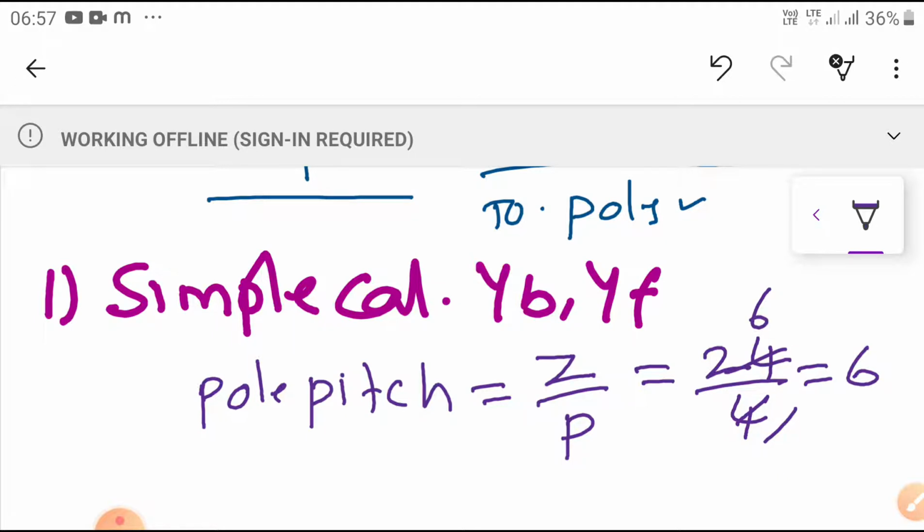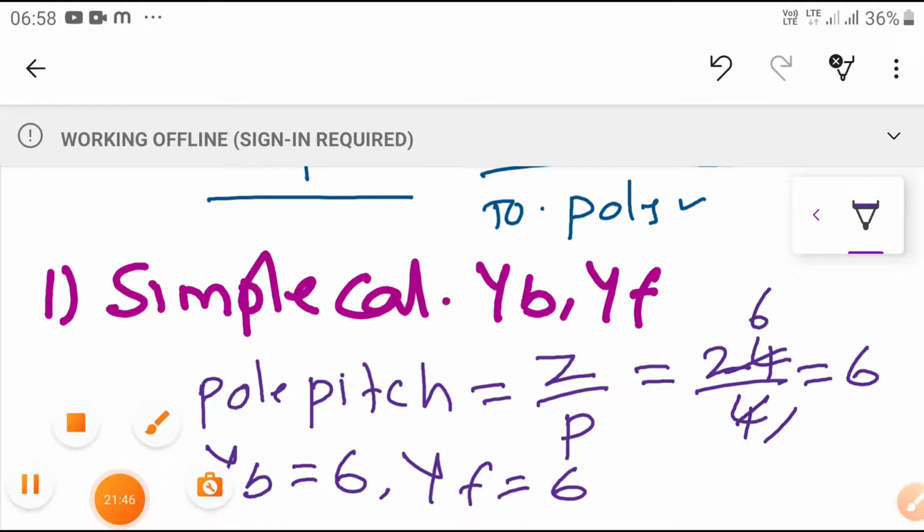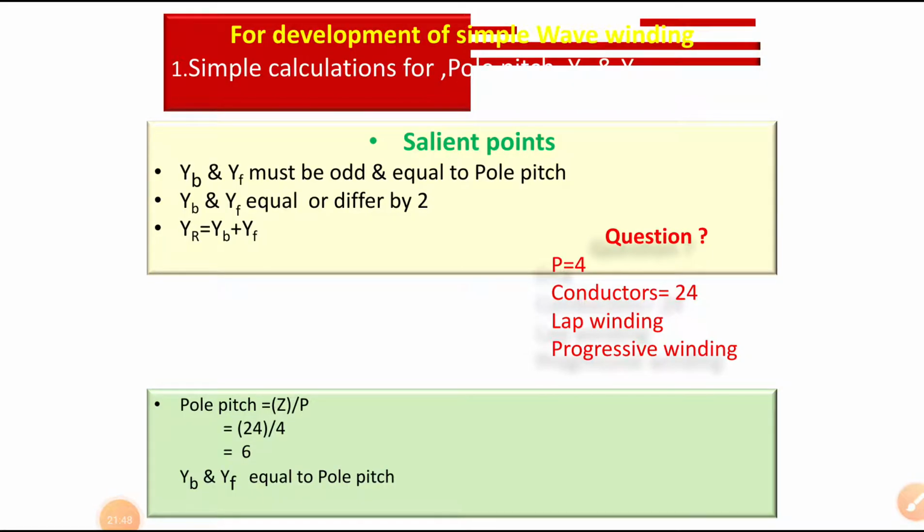In wave winding, both back pitch YB and front pitch YF are the same and even numbers. That's why we take YB equal to 6, YF equal to 6, and both are even numbers. These are the simple calculations, dear students. After knowing these calculations, you go to the second step. Next, the back pitch and front pitch are equal to 6, hence we take this. This is the simple calculation.